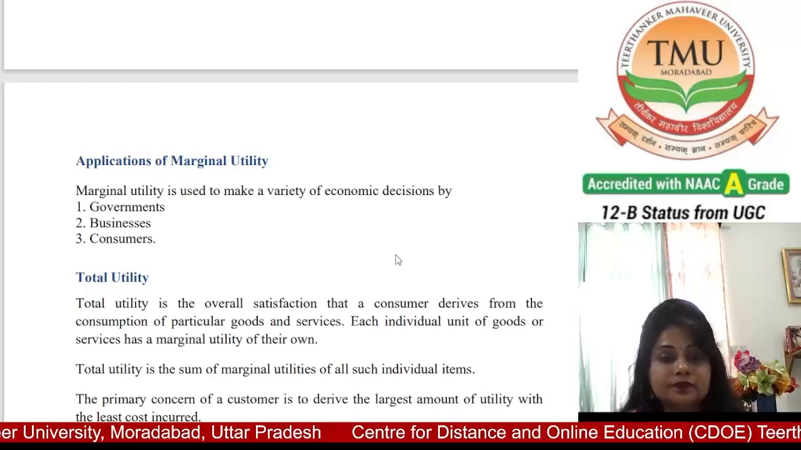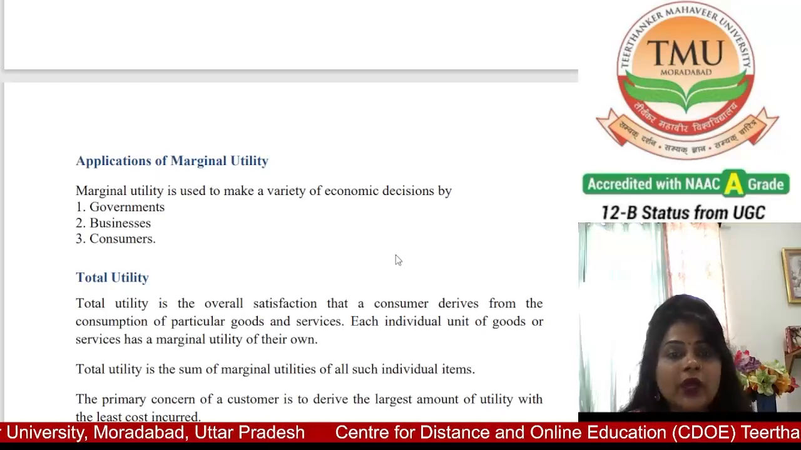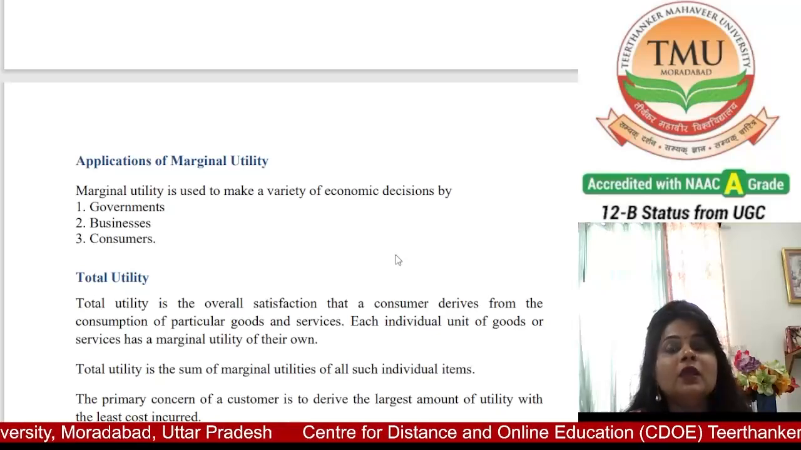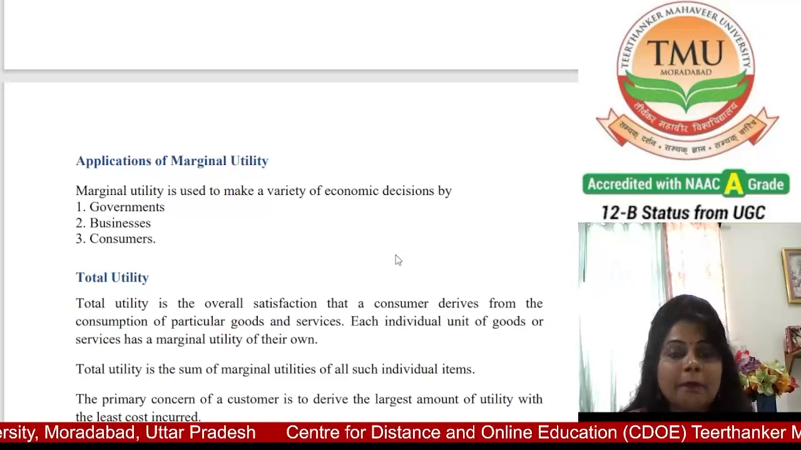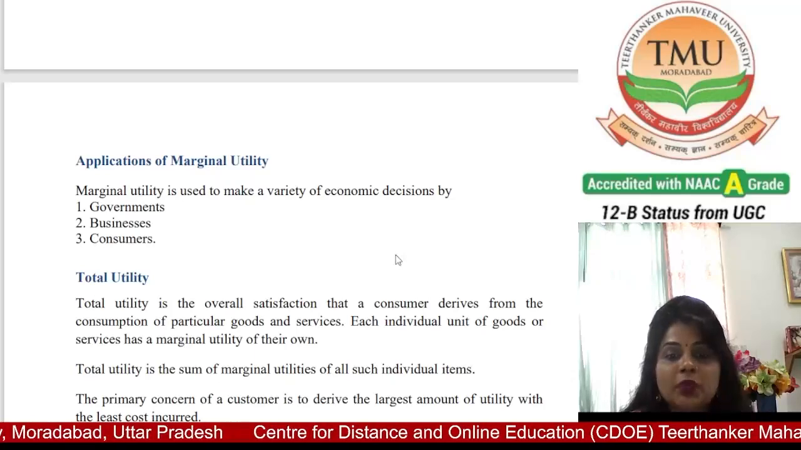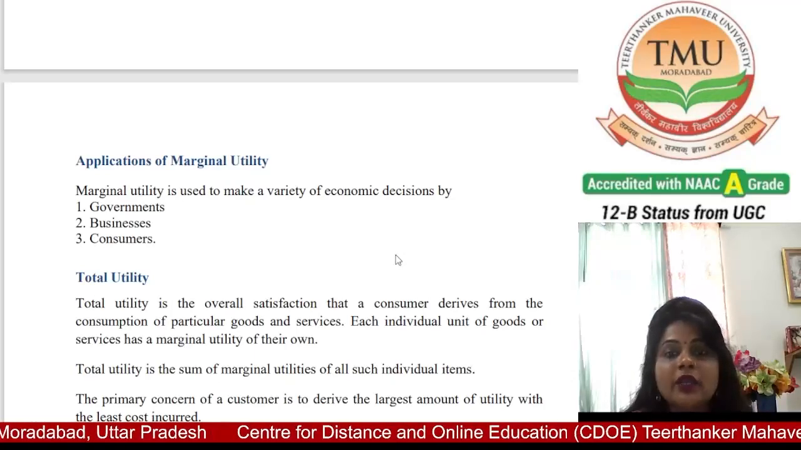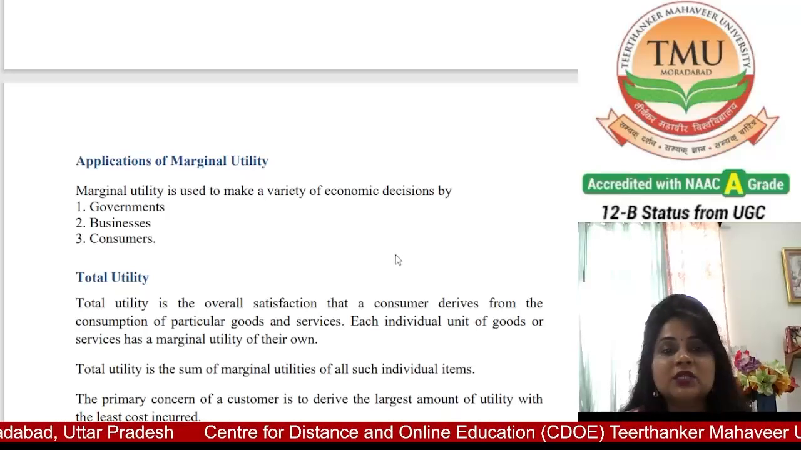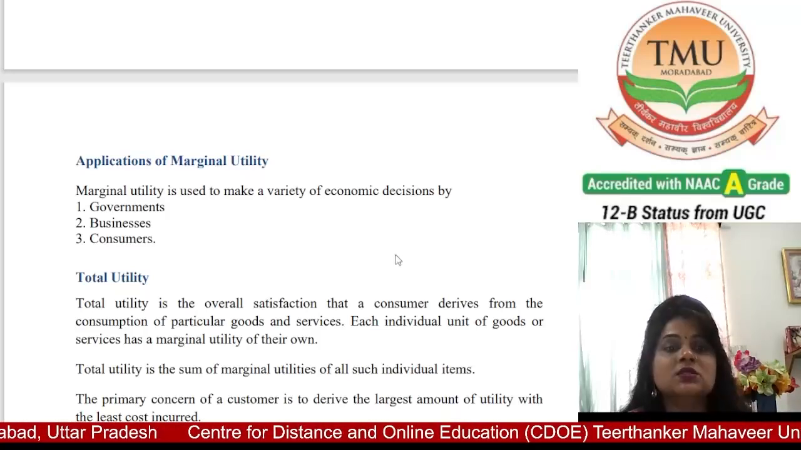Now, the applications of marginal utility. Now we discuss the applications of marginal utility. Marginal utility is used to make a variety of economic decisions by governments, businesses, and consumers.